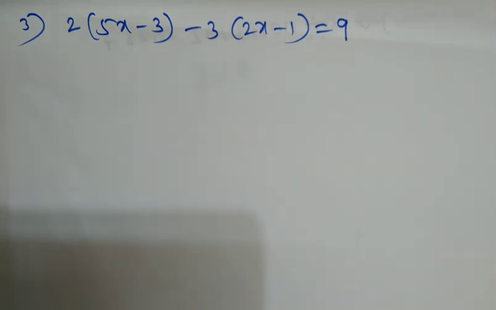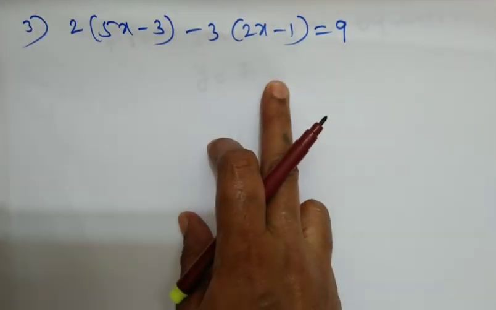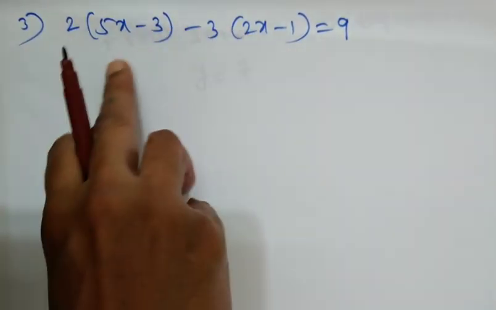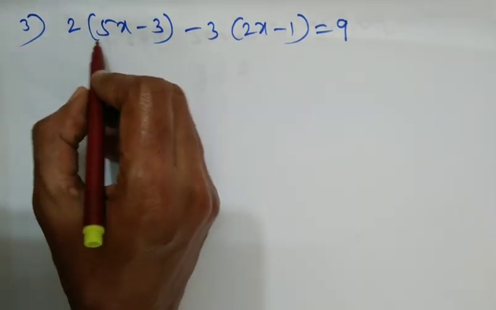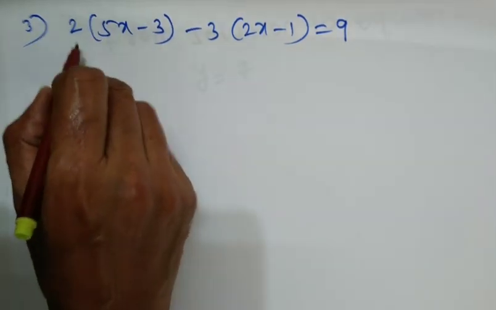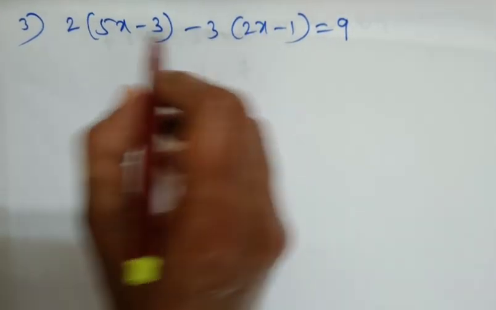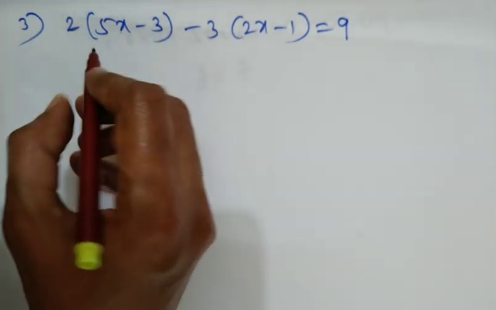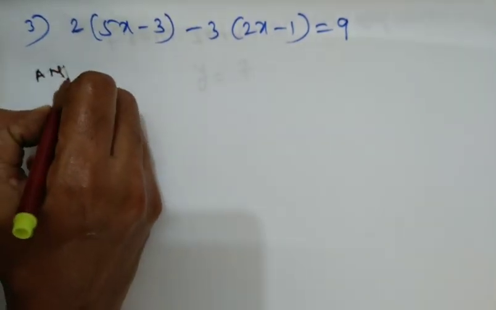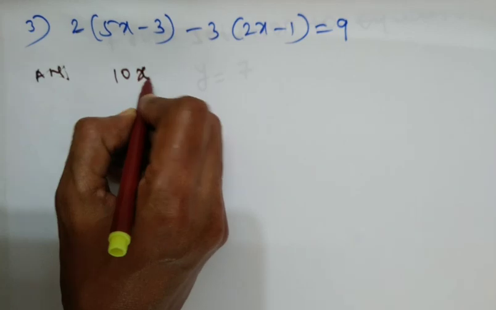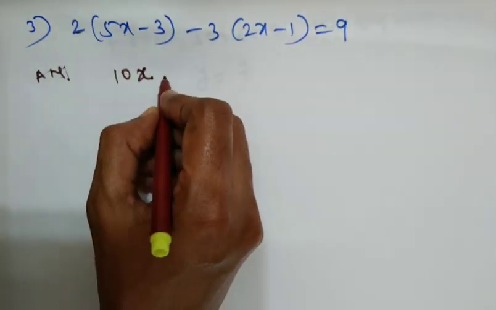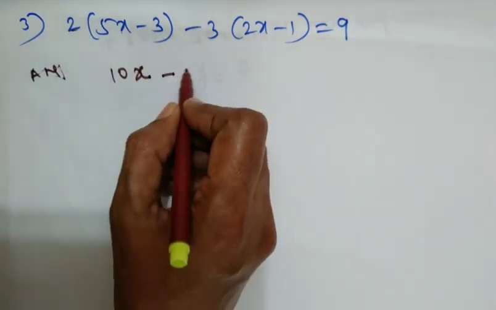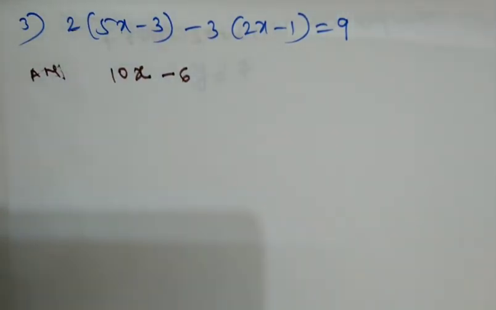In this question, you see two brackets are there. So what you have to do? You have to simplify by multiplying both the terms by plus 2 and again both the terms by minus 3. Now 2 into 5x is 10x. Plus into minus is minus. 2 3s are 6.